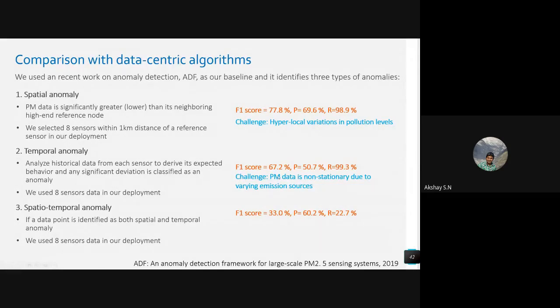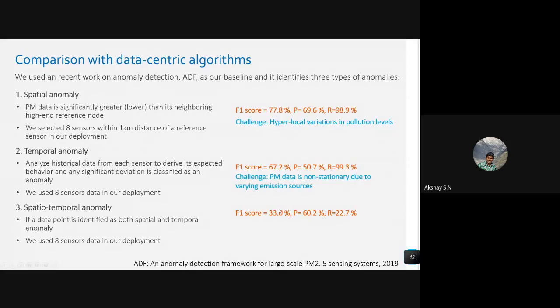The second scenario is temporal anomaly, where we look at historical data to detect faults. In that case, again, the accuracy is very low, because imagine you have deployed a sensor at the intersection of a road. Based on traffic, your pollution data also changes. Let's assume yesterday there was no traffic, it was a weekend. Your pollution data is very low, and if you use that data to detect anomaly for the next day, then your value will be very low, because pollution is non-stationary, because of varying emission sources. Hence, again, this won't work. And if you use both, again, the accuracy is very low.